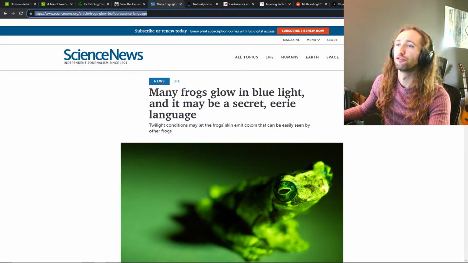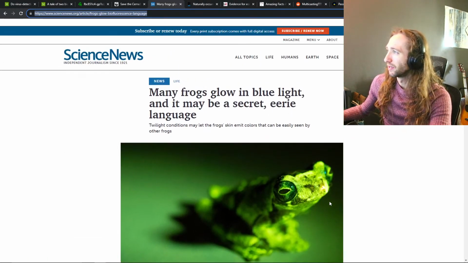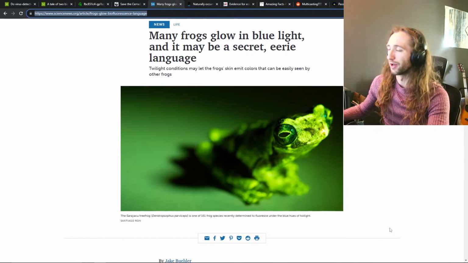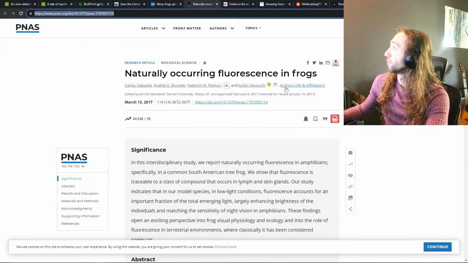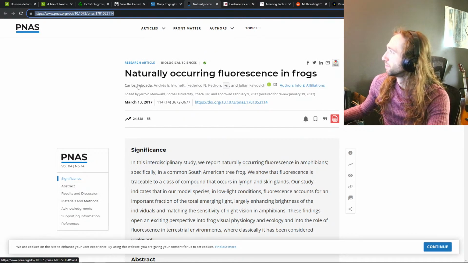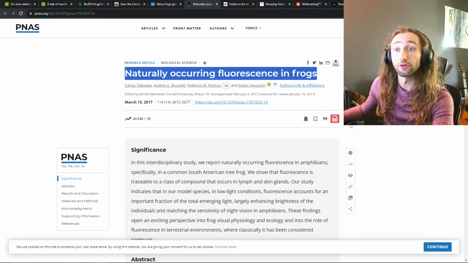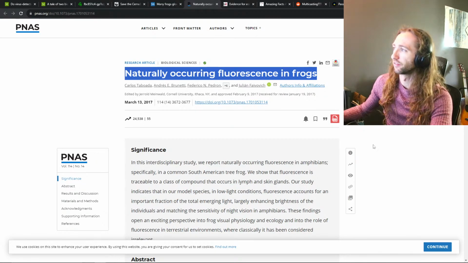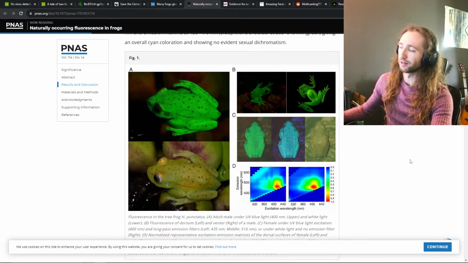Biofluorescent frogs. Seriously. So this is a concept I've been following for a little bit now. Back in 2017, there was this paper from Taboada et al. titled Naturally Occurring Fluorescence in Frogs. And this was very, very fascinating to me. The frogs, here we go, here's some great showcases.